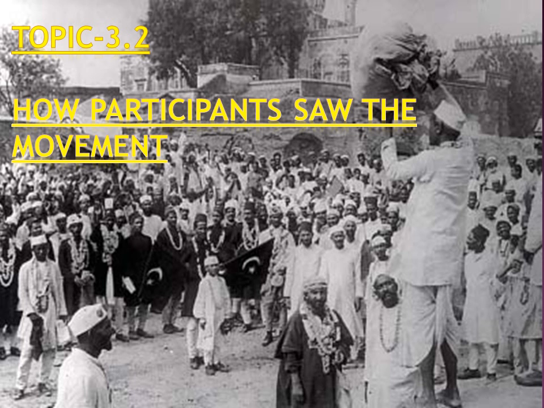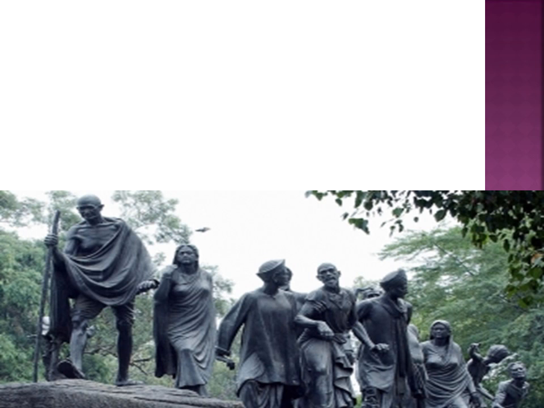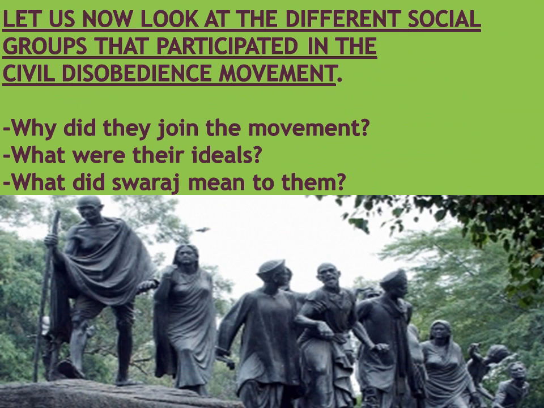Now let's start the new topic, how participants saw the movement. Dear children, there were various social groups like rich and poor peasants, business class, women, etc. who participated in the civil disobedience movement. Now let's study why did they join the movement, what were their ideals and what did Swaraj mean to them.